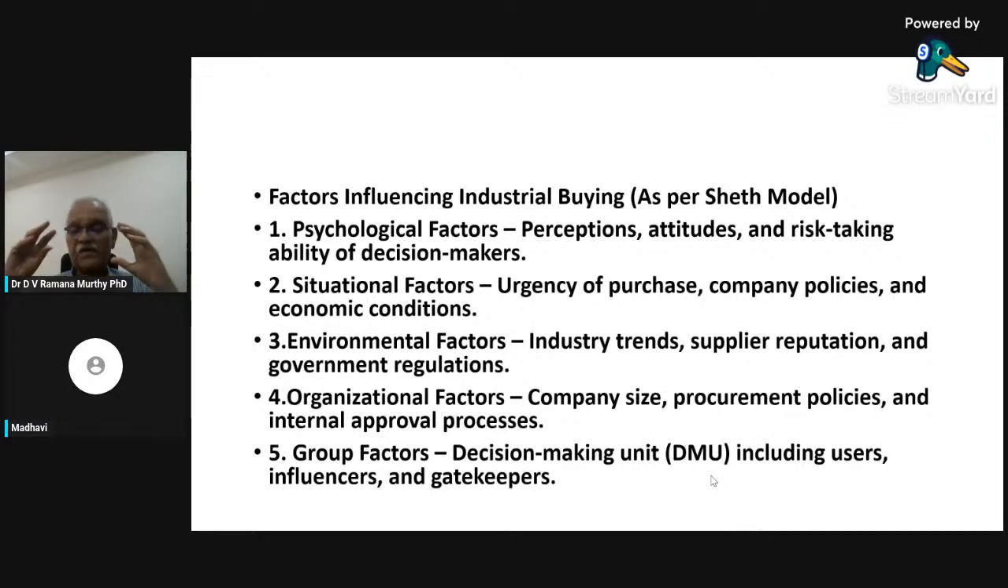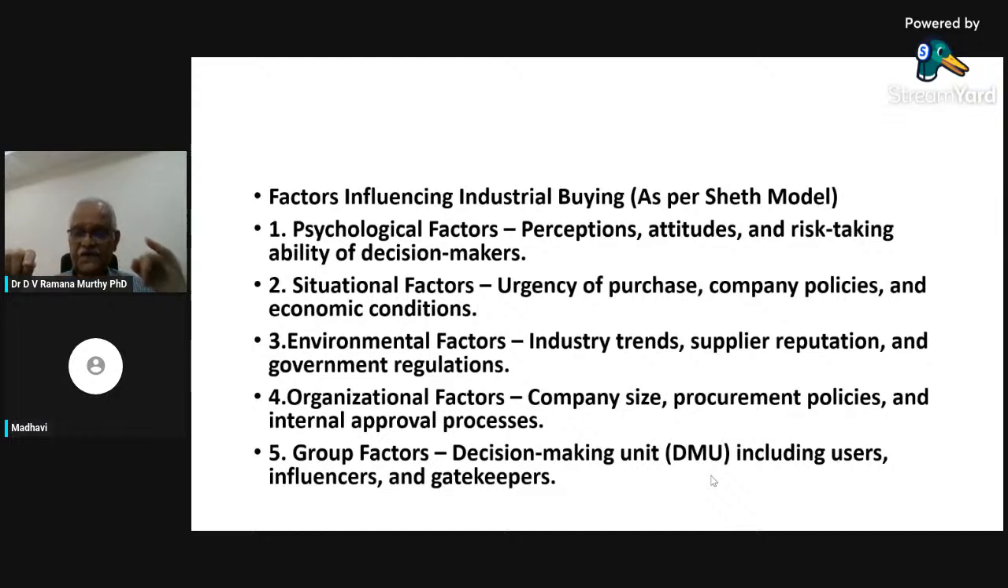So the internal approval processes, all these things are organizational factors. That means before buying a product from outside, you need to answer your organizational factors. Then, of course, are group factors, meaning who are actually using this material, who will be procuring the material, because there are so many people in a decision making unit, right?